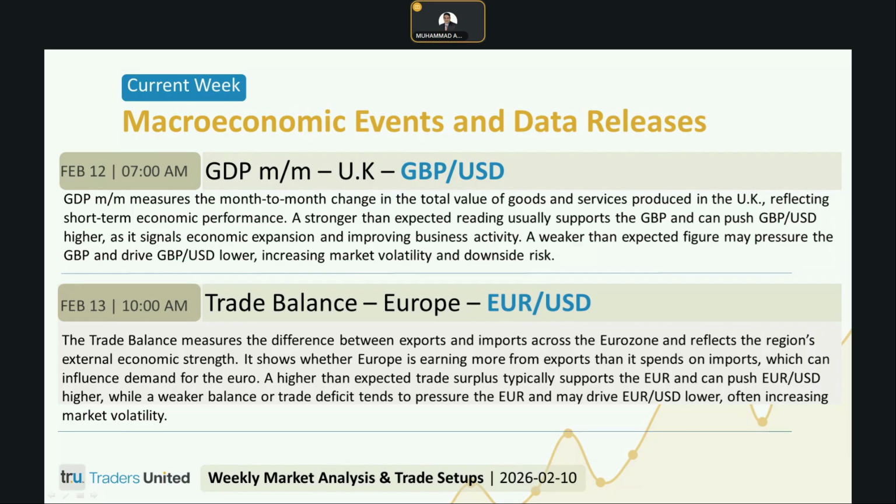If the trade balance prints near 11.8 billion, this would confirm steady trade conditions. Forex market reaction may be limited, with Euro USD direction driven more by US dollar strength and overall risk sentiment.